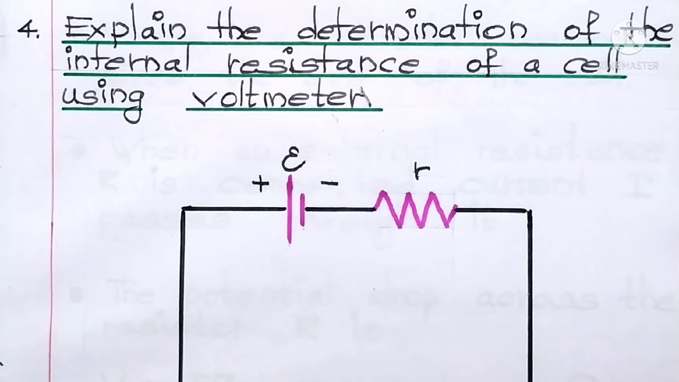In other words, EMF is the potential difference in an open circuit. Voltage is the potential difference in a closed circuit. This is the difference. So by keeping these things in mind, let us continue with our studies.